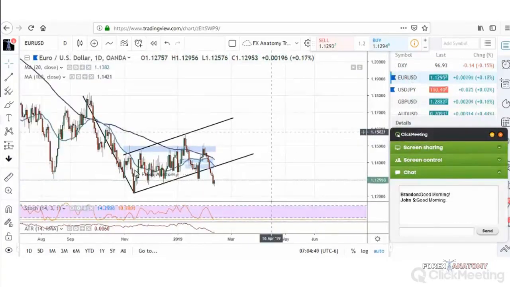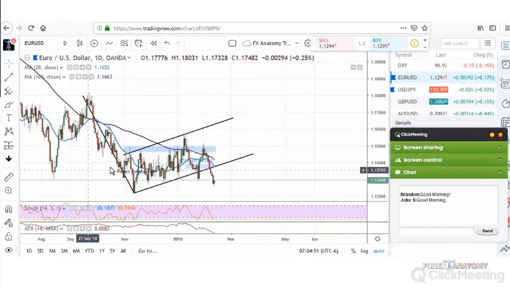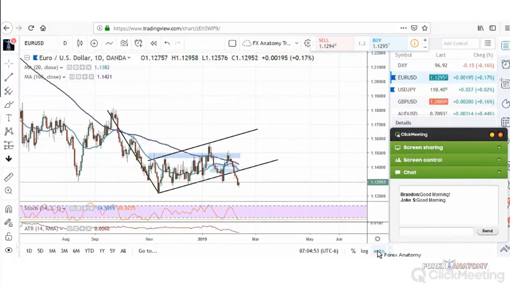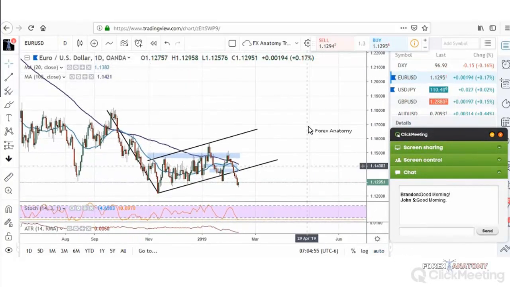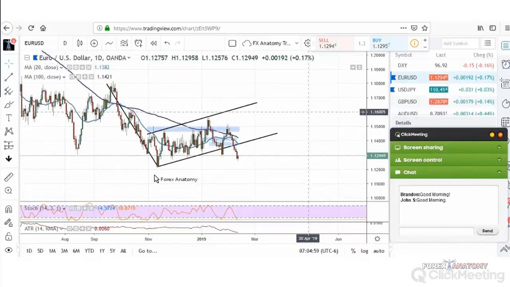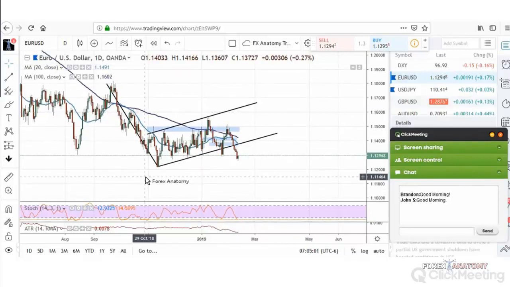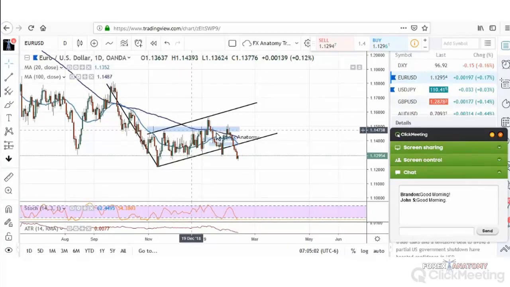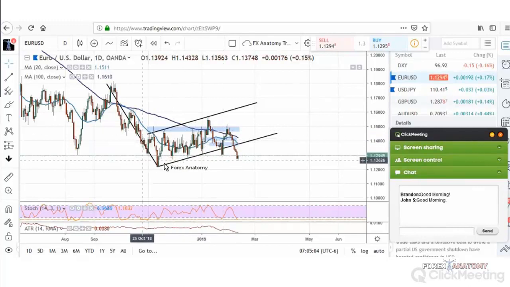On the Euro USD, we can clearly see that we plotted this bearish flag pattern. We've been talking about this pattern for the past few Technical Tuesday sessions. Price has been trapped and consolidating within this pattern, but we did see a break to the downside, and price fell and created a new 2019 low, which is pretty significant, because it can tell us that we may see a continued bearish move to the downside.